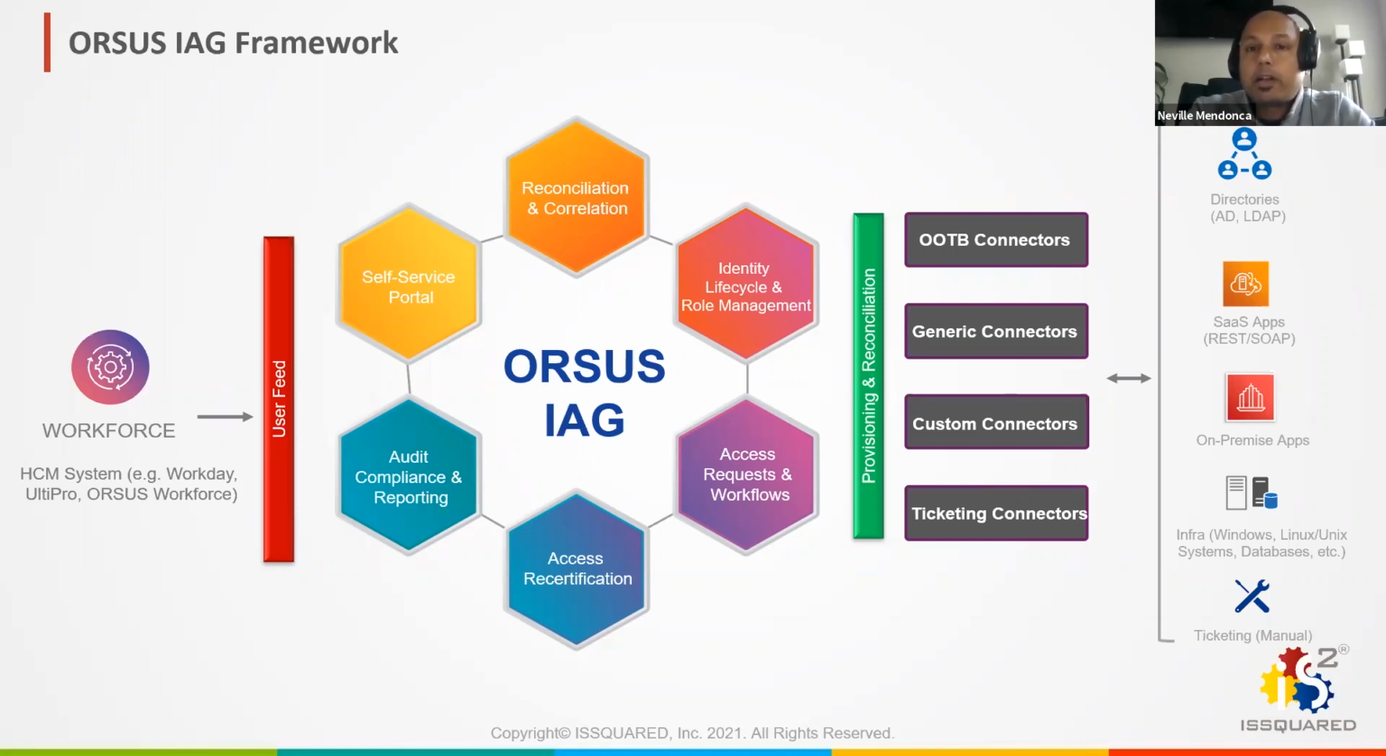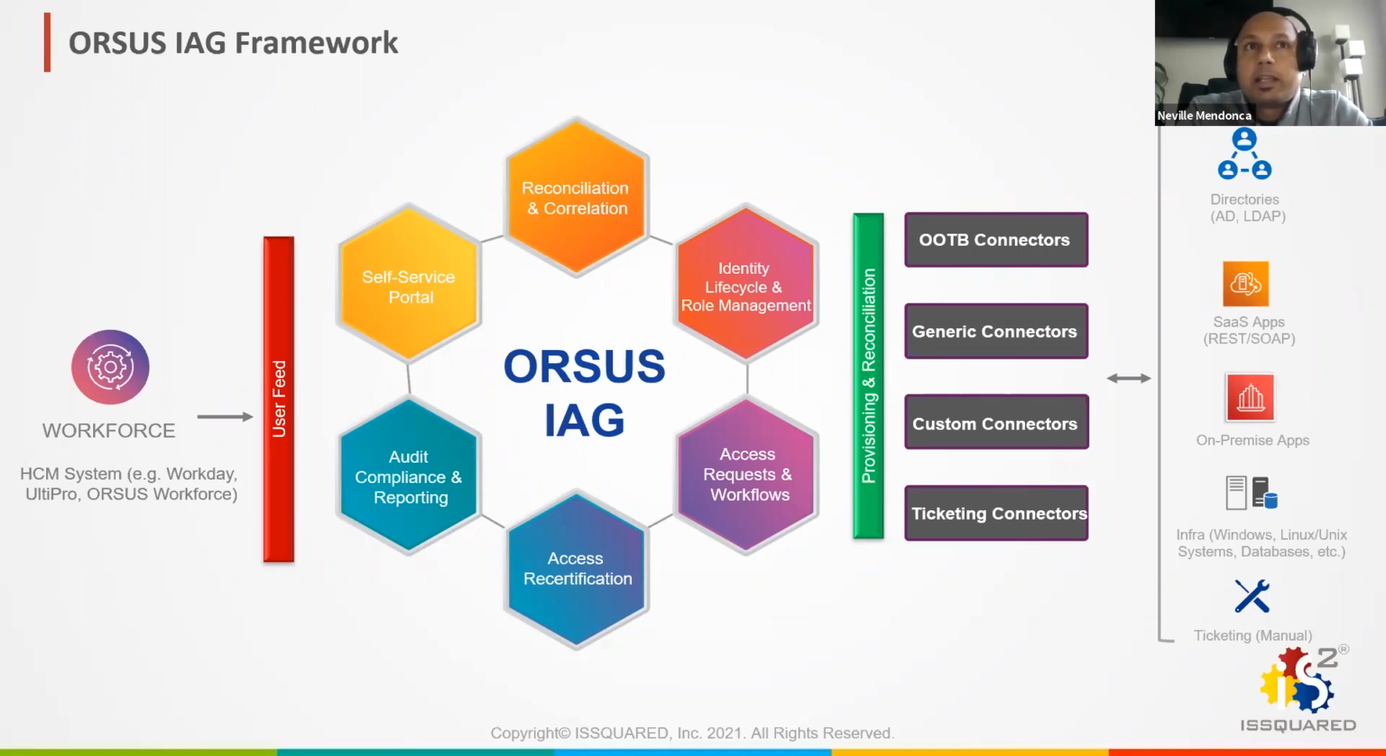Generic connectors work with applications that have standard APIs or protocols, such as web service APIs. It may be REST APIs, SOAP APIs, or it could be LDAP protocols or JDBC. And then you may have legacy applications, or not necessarily legacy, but applications that have proprietary APIs or SDKs, for which ORSUS has a connector framework. You can use this framework to develop custom connectors that can talk to these applications and automate the provisioning and deprovisioning of access.